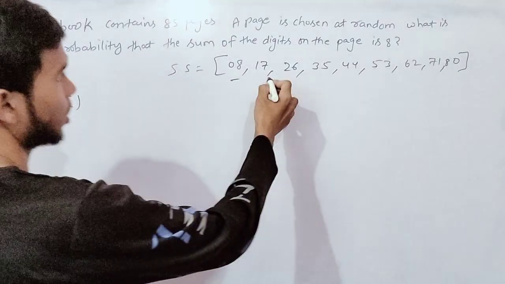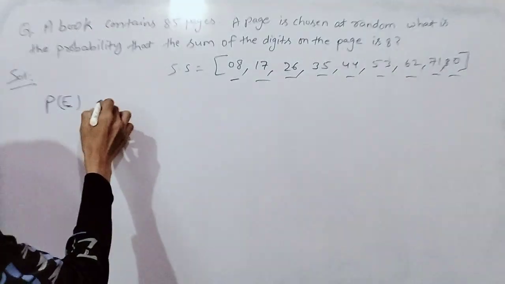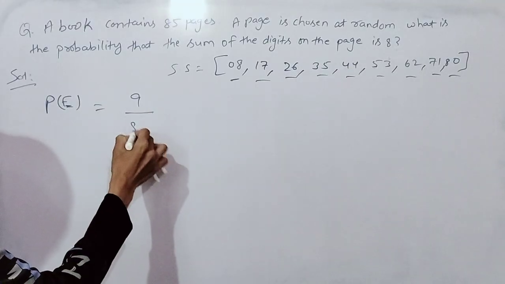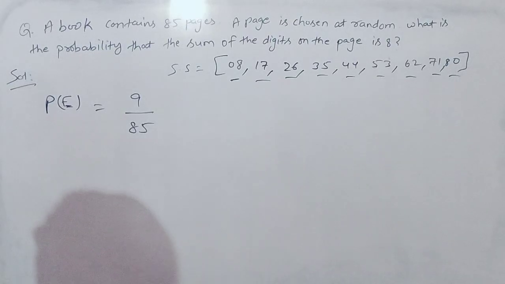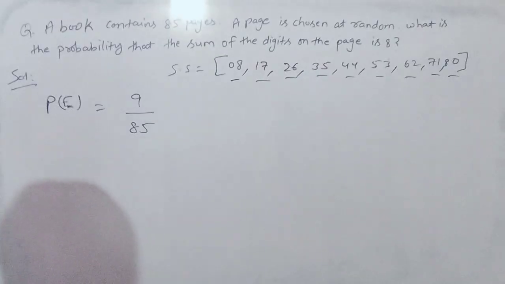Now the probability of getting a number in which the sum of the digits is 8. So there are how much? 1, 2, 3, 4, 5, 6, 7, 8, 9. So 9 upon 85. So this is the probability for this question.